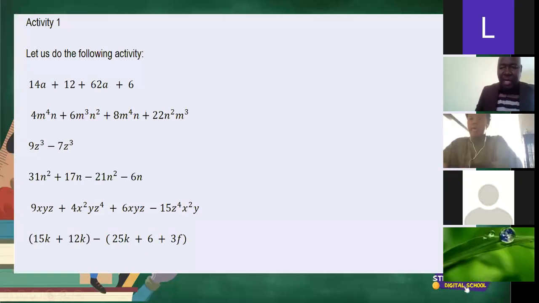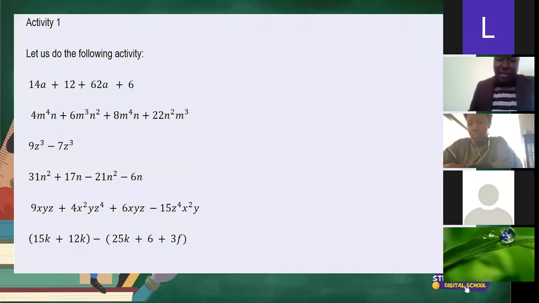Yes, Nandipa, carry on. So I got 62A plus 14A plus 12 plus 6, as I added like terms with like terms. 62A plus 14A are like terms, and 12 plus 6 are like terms. So then I got 76A plus 18. Exactly, that's correct. Nandipa, you are correct, and thank you very much indeed for taking this time. Thanks, Nandipa. Right, let's carry on now.